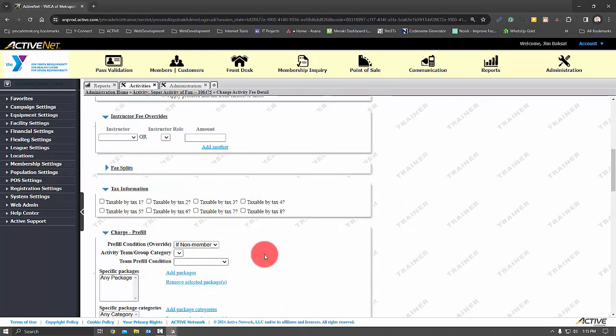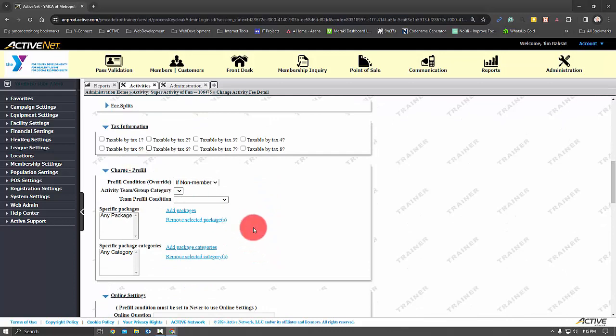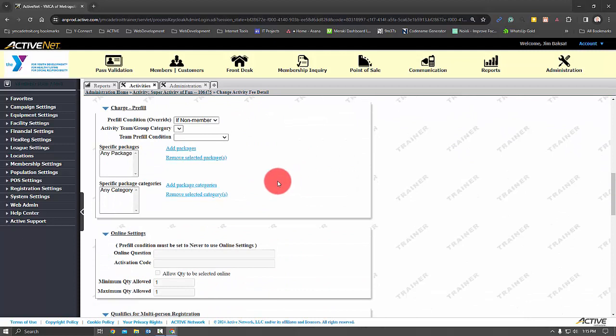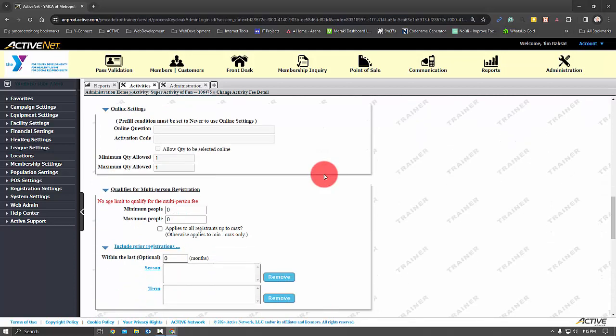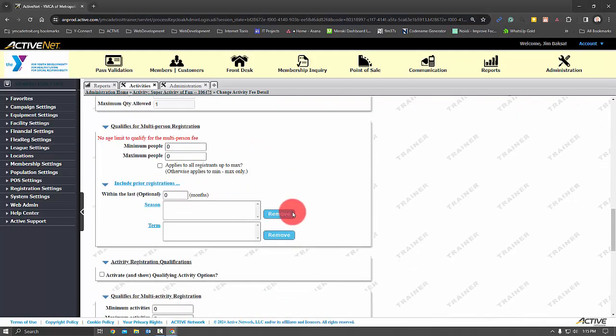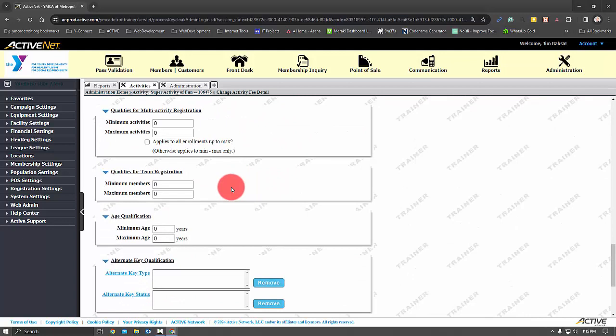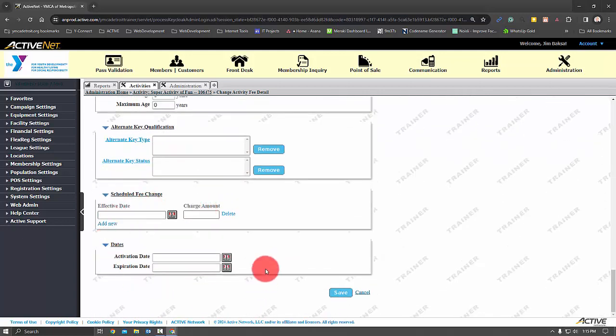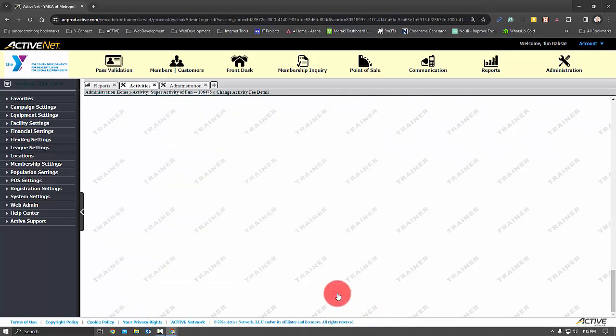There's no merchandise here. Now you'll notice, because I picked the registration fee non-member, that I'm automatically getting my pre-fill charge settings. So it's saying, if not a member of any package, then upcharge. Perfect. So we'll keep going down. There's no multi-person. We're not talking about multi-activity yet. We're not talking about teams or ages, effective dates. None of that applies yet. Now we're going to go ahead and hit save.